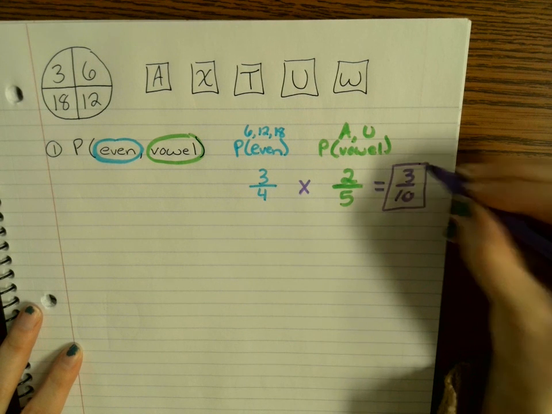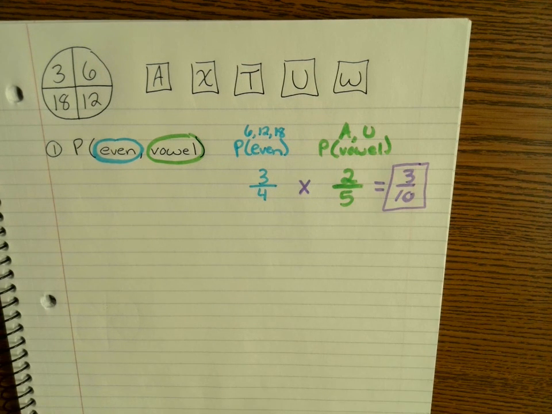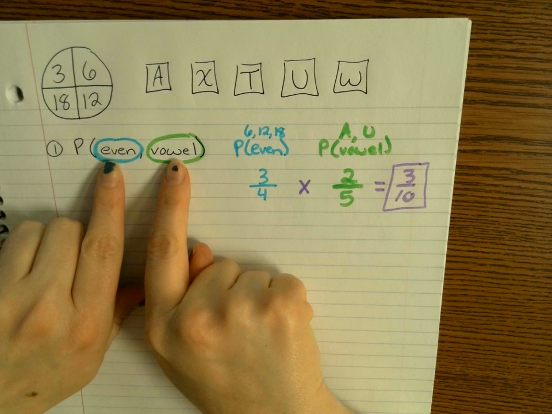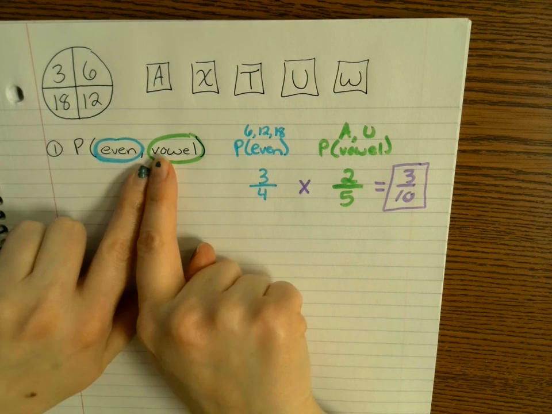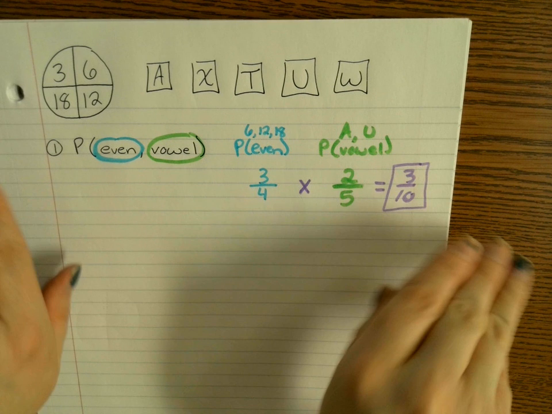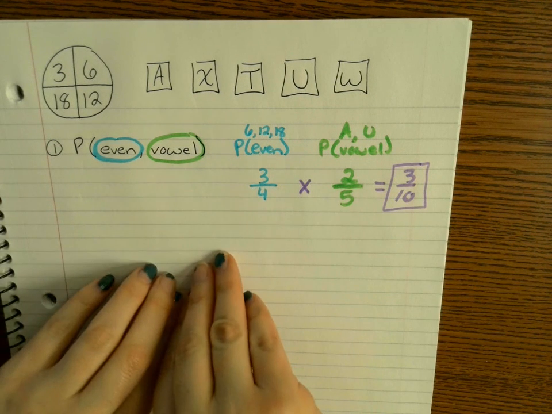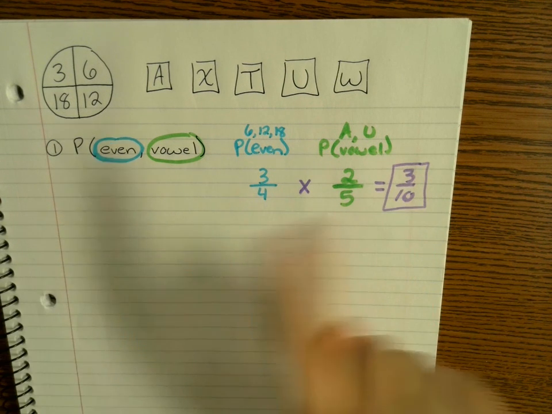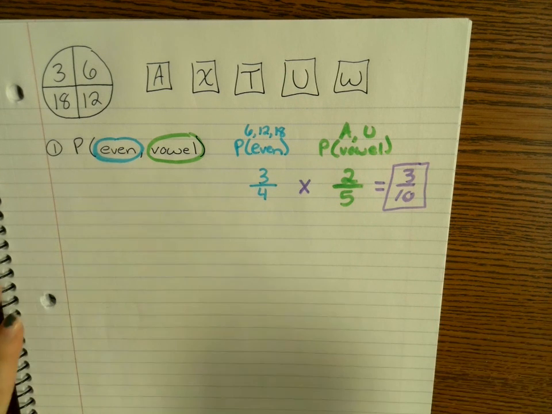Okay? So just like fundamental counting principle, if you find the probability of each event separately and then multiply those probabilities, you'll have the probability of the event happening simultaneously. Okay, let's do another one.